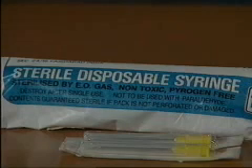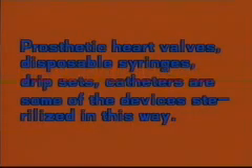Objects which cannot be sterilized by heat are sterilized by filtration, radiation, and exposure to gases. Ethylene oxide is a highly penetrative, non-corrosive, and microbicidal gas. It is used in industries for the sterilization of heat-sensitive medical devices. Prosthetic heart valves, disposable syringes, drip sets, and catheters are some of the devices sterilized in this way.